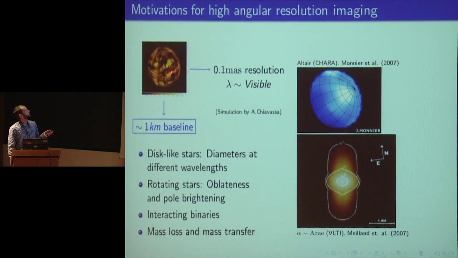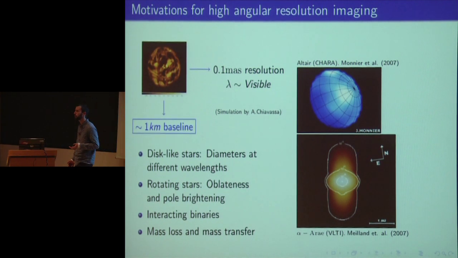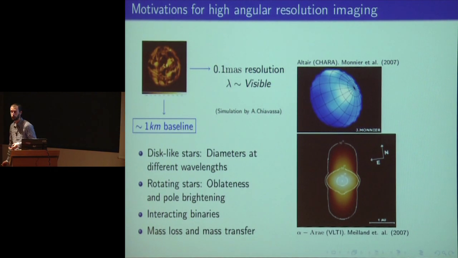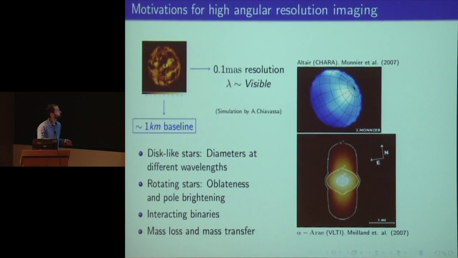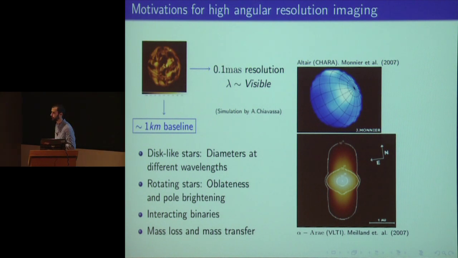This is a simulation performed by Andrea Chiavassa of what the giant star Betelgeuse would look like if we would be able to observe it at visible wavelengths. So you can see the complex convection zones in the surface. These here are actual images obtained by current instruments, namely the CHARA interferometer and the VLTI.